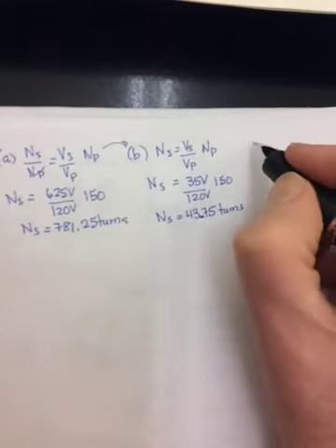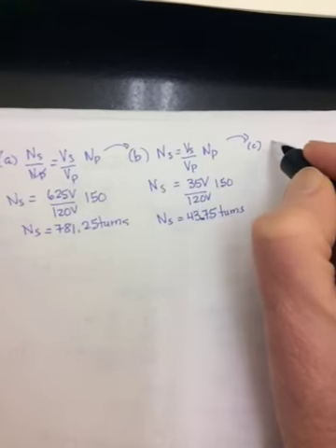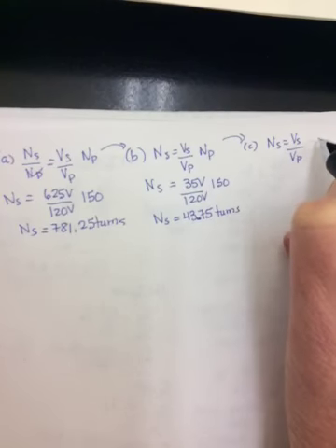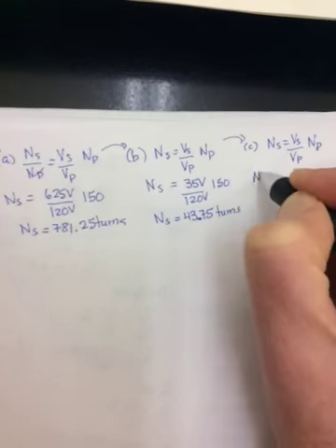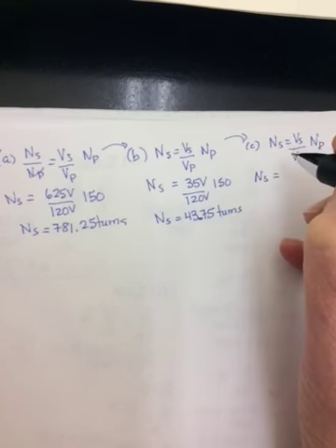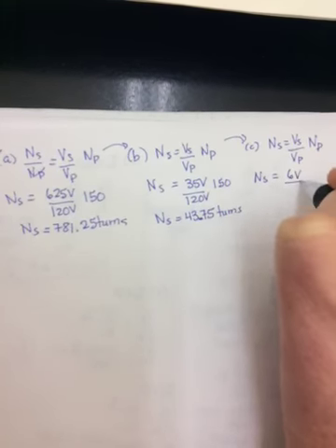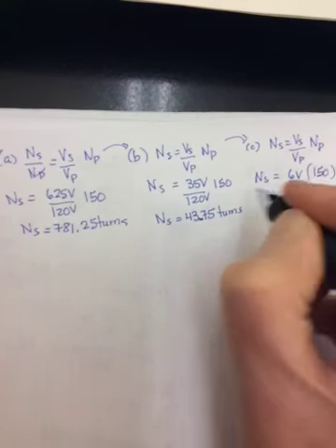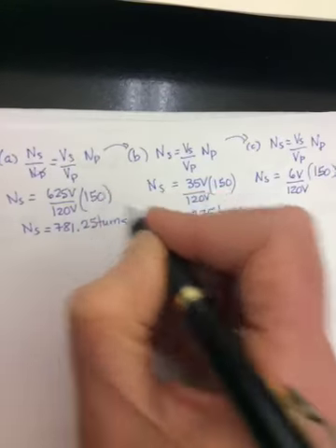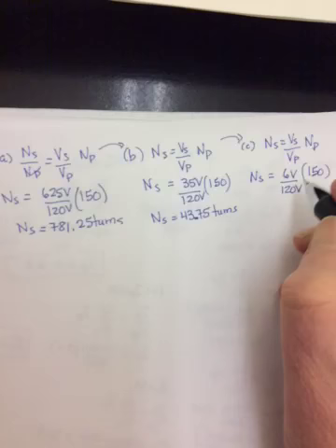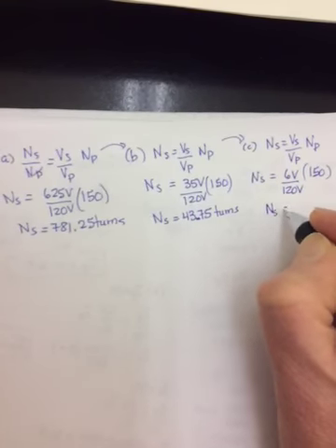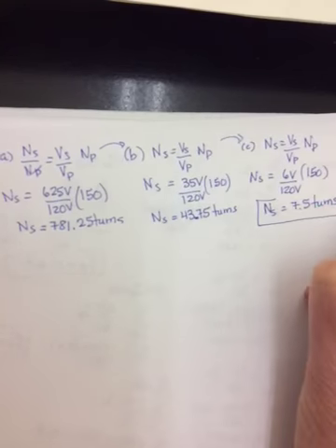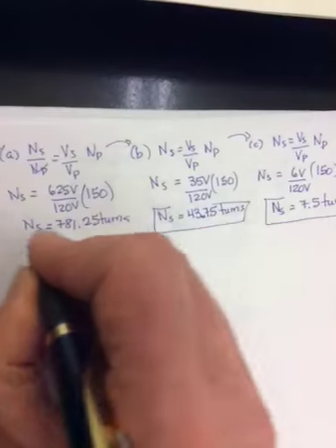And the same idea with C again. So NS equals VS over VP times NP. So NS equals, my VS this time is 6 volts over 120 volts times 150. So 7.5 turns. Okay, that's it for number 14.